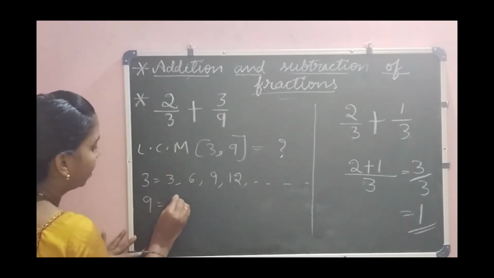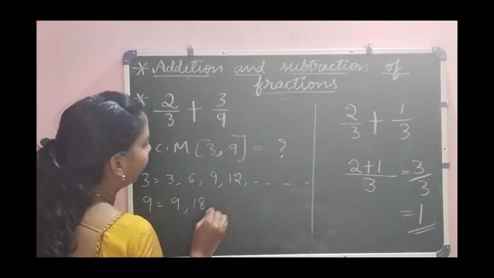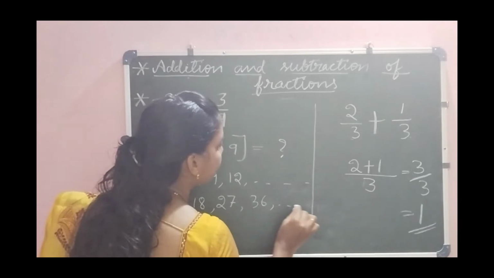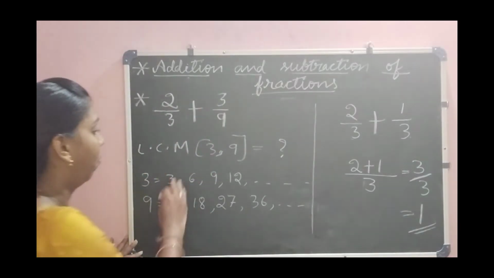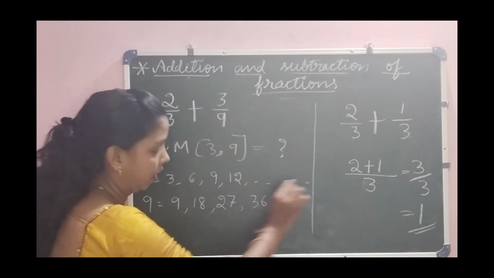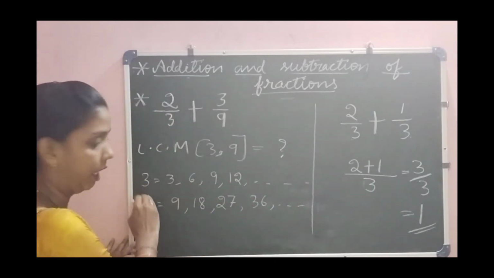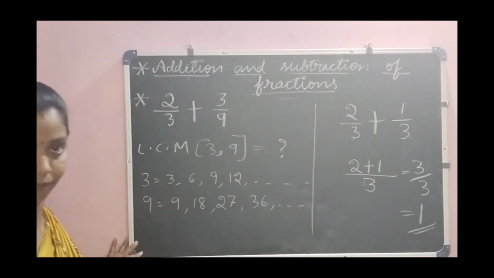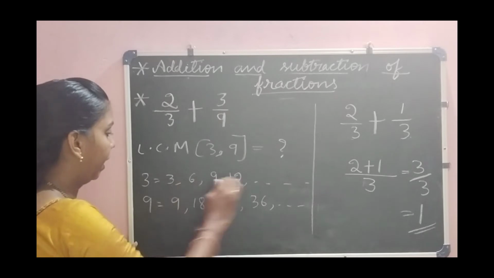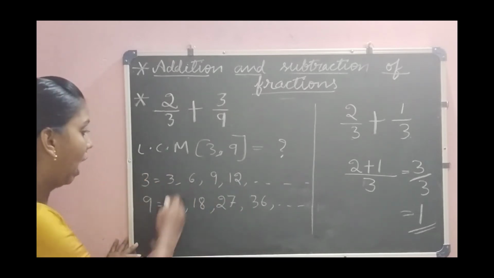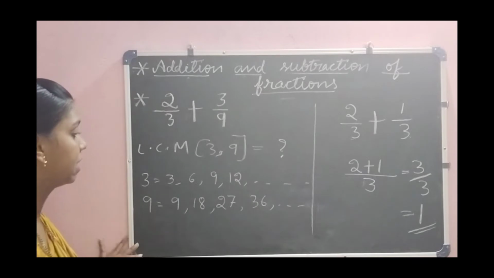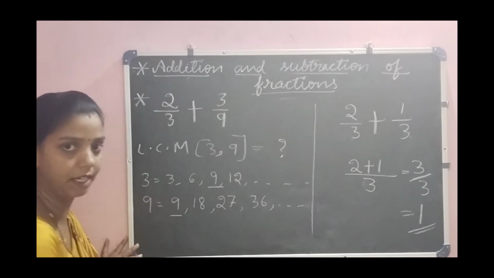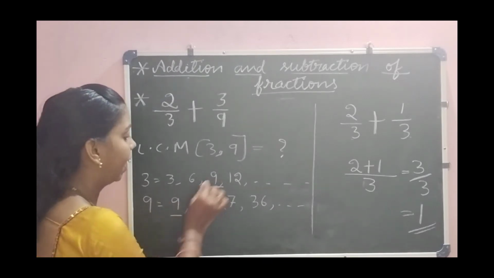Even if I consider 9, 9 ones are 9, 9 2s are 18, 9 3s are 27, 9 4s are 36, it will continue. So these 3, 6, 9, 12 are the multiples of 3, and 9, 18, 27, 36 are the multiples of 9. Among these two lists of multiples, 9 is present on both sides.